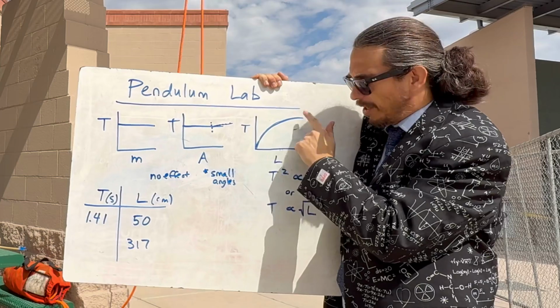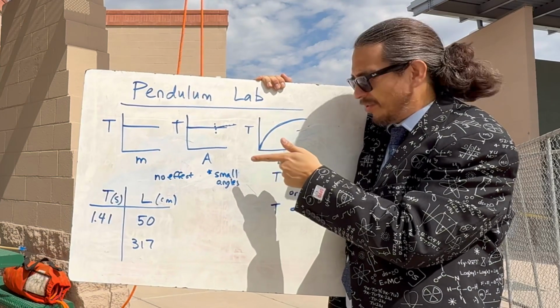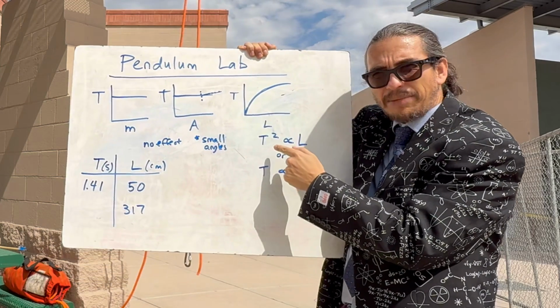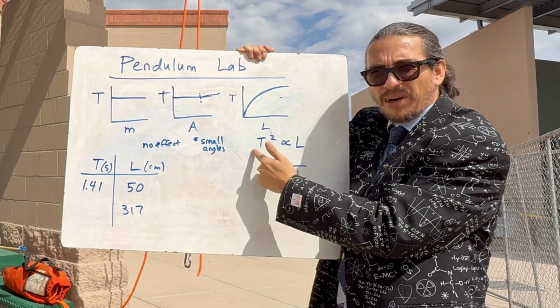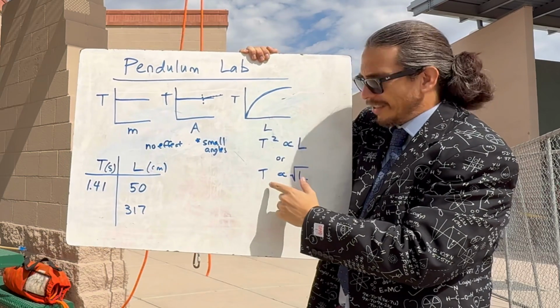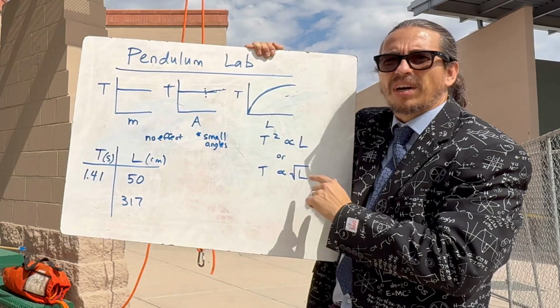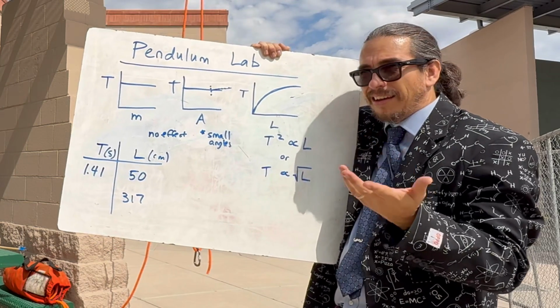But the one that affects it the most was the length. We ended up with this weird proportion looking thing that goes through 0, 0. And it turns out that that means that the length is proportional to the square of the period, or another way to think about it is the period is proportional to the square root of the length. Okay, what does that mean?